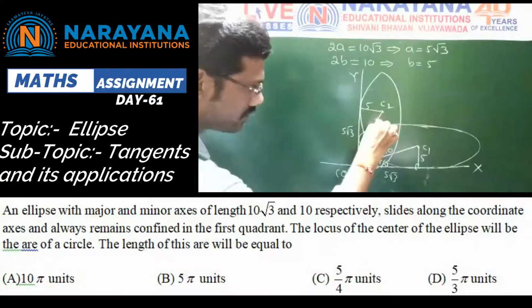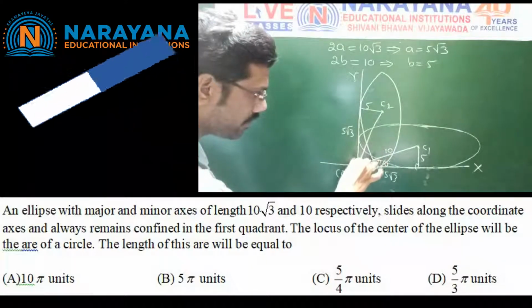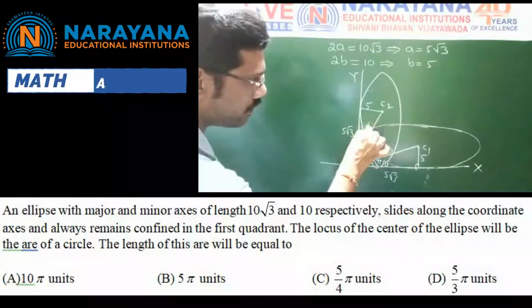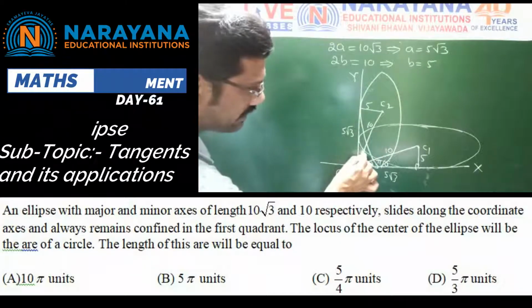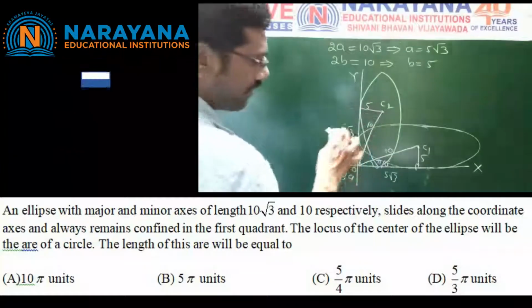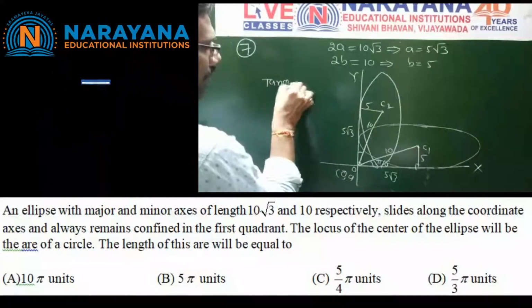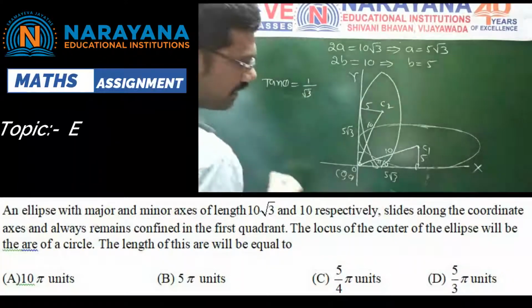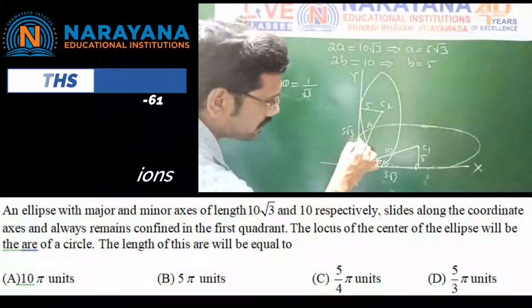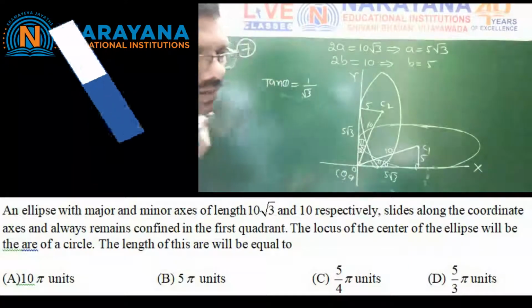Joining these two points O and C2, this is also equal to 10, no doubt. What about the angle? Tan theta is equal to 5 by 5 root 3, which is equal to 1 by root 3. Theta is equal to 30 degrees, which is pi by 6. Now what do we have to find?